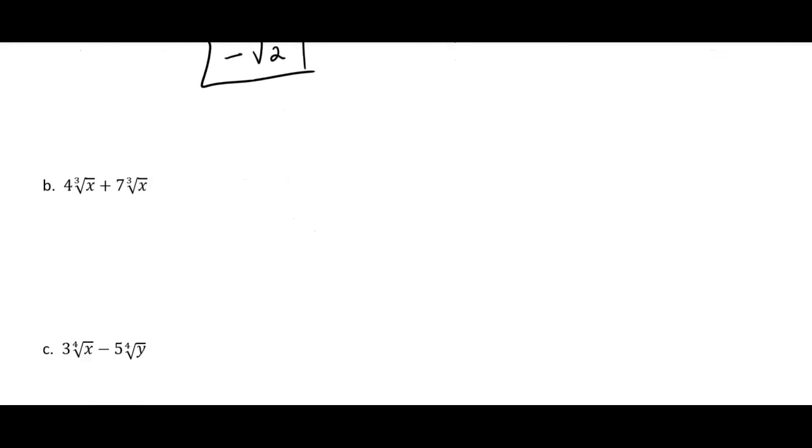Okay. So now here's another example. 4 times the cubed root of x plus 7 times the cubed root of x. So you can add those together. If you wanted to think about it, you could think about factoring out the cubed root of x. So it would be 4 plus 7 times the cubed root of x. Think about your distributive property. So we don't usually write all that out, but you could just have it make sense to you.